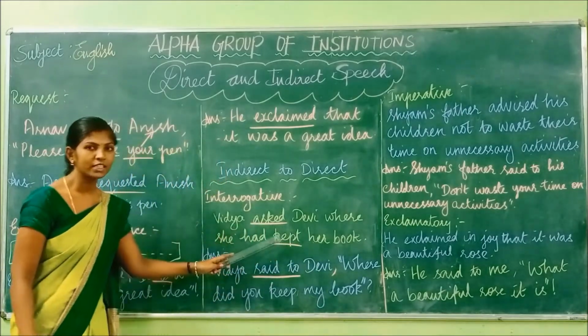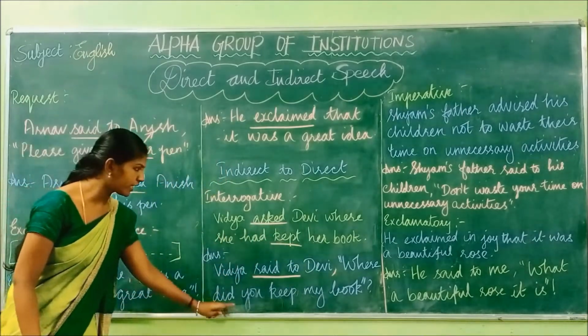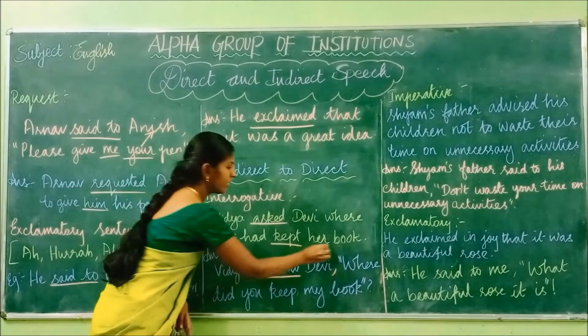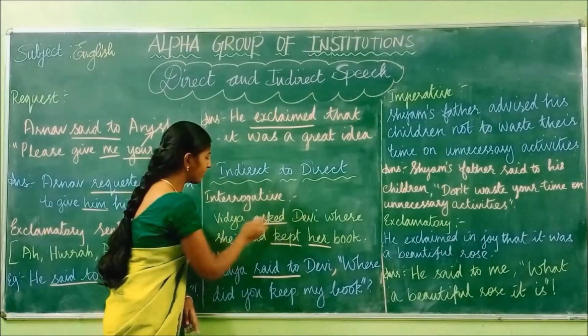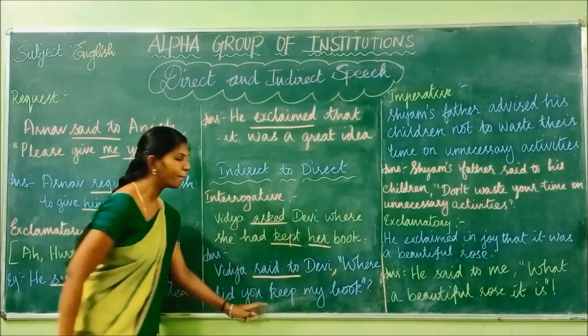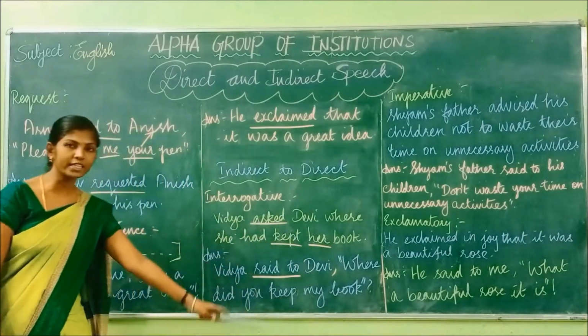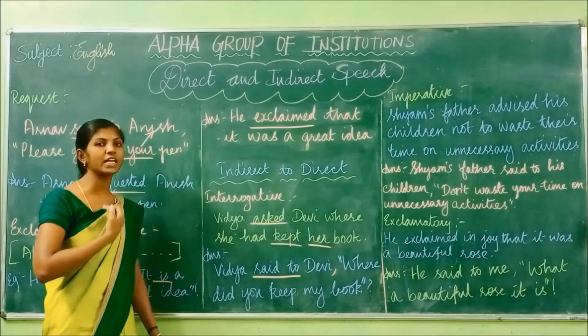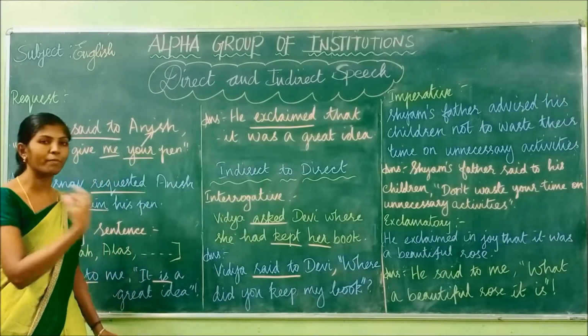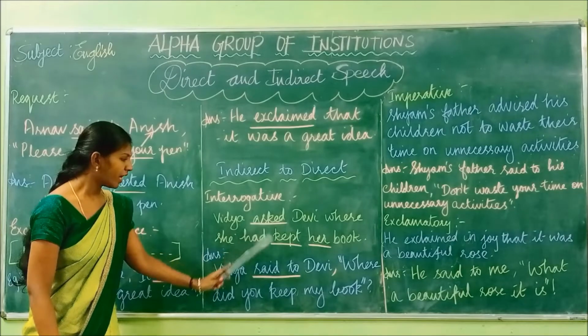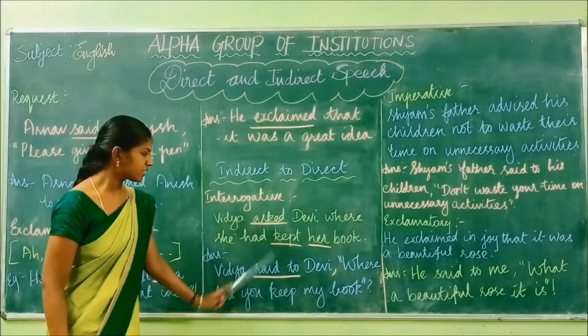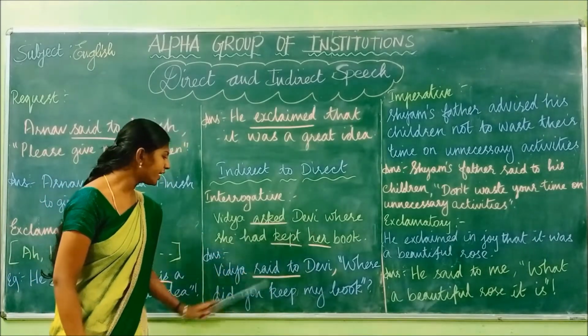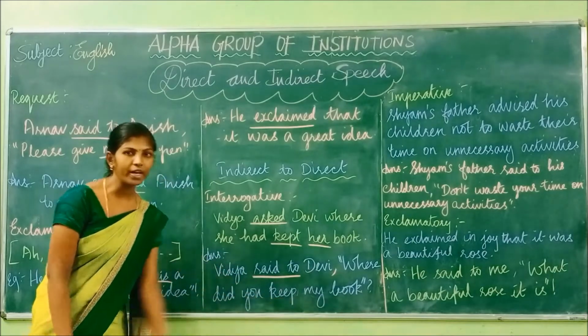The B1 form of kept is keep. So where did you keep her book? Her book. Vidya is asking Devi. So Vidya's book. So my book. She is asking Devi. Okay. So she is asking. Her book means Vidya is asking about Vidya's book. My book. So Vidya asked is changed into said. Said to Devi, where did you keep my book?